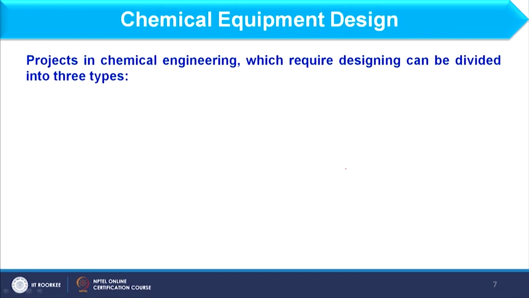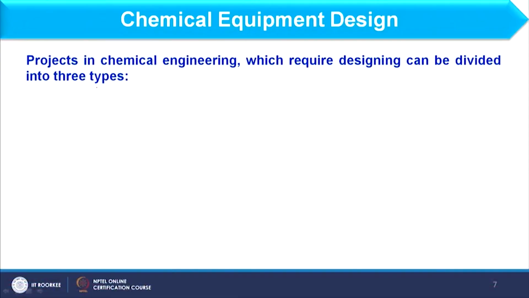Now, till now what have we discussed? We have basically discussed factors which are associated with the process design. Either it is constraints or different factors. And now we will focus on chemical equipment design, because this is part of process design. First of all, we have developed the basis of process design, and then we are going to discuss chemical equipment design. The projects in chemical engineering which require designing can be divided into 3 types.